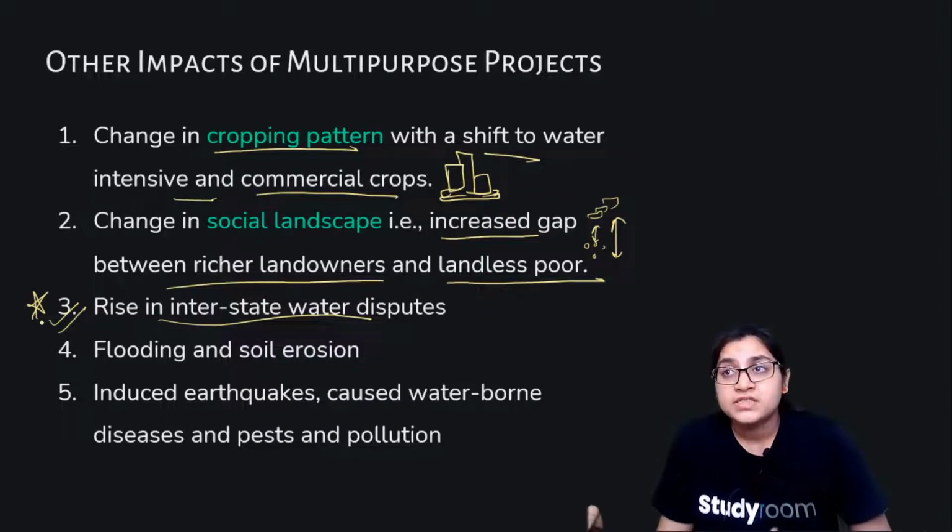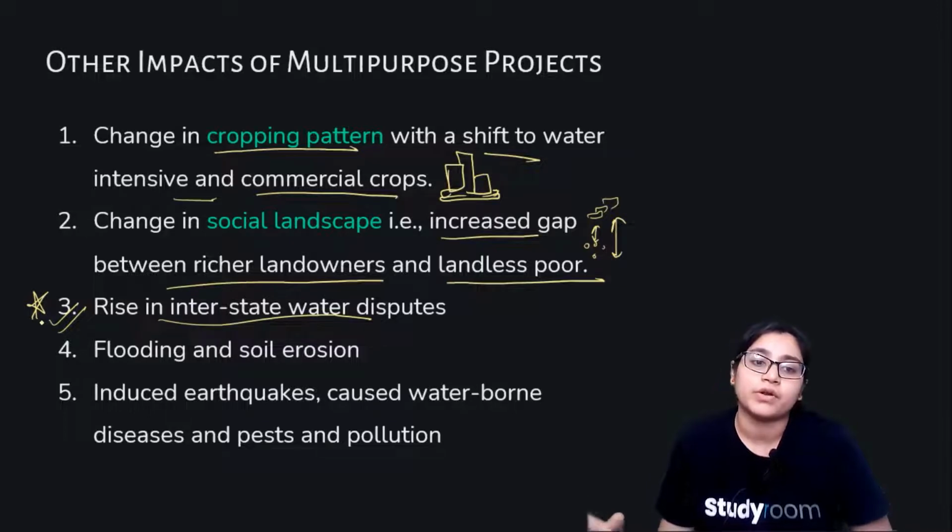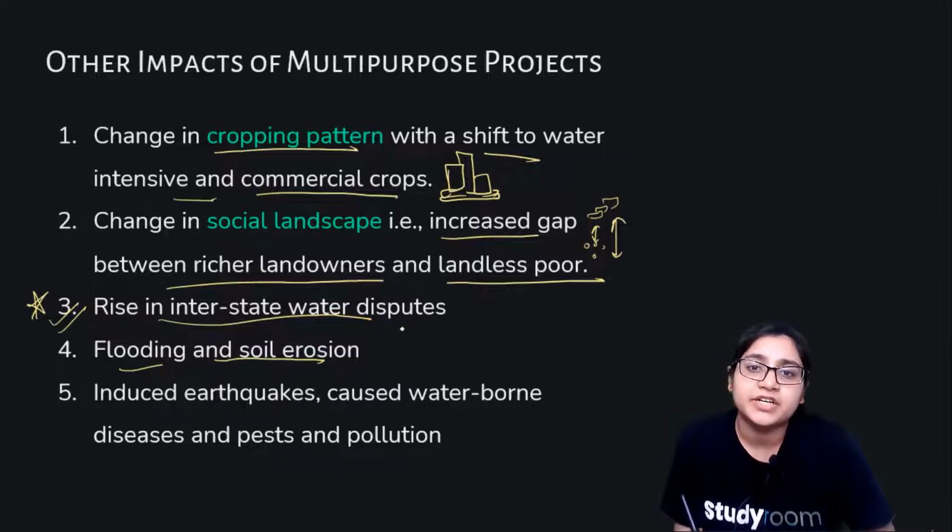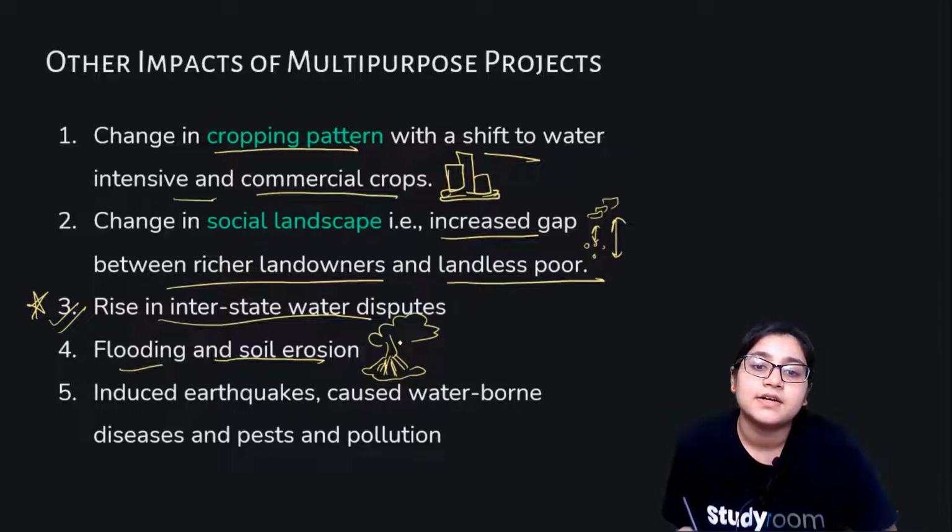So states in India are fighting against each other because of water right now. Flooding and soil erosion: you must have known that when a land is emptied for a dam to be constructed, trees are cut, and trees are used to hold the soil. You must have heard why trees are very important: their roots hold the soil. So this prevents soil erosion.